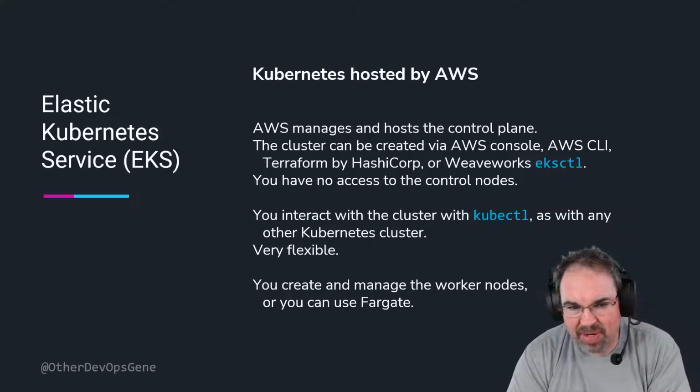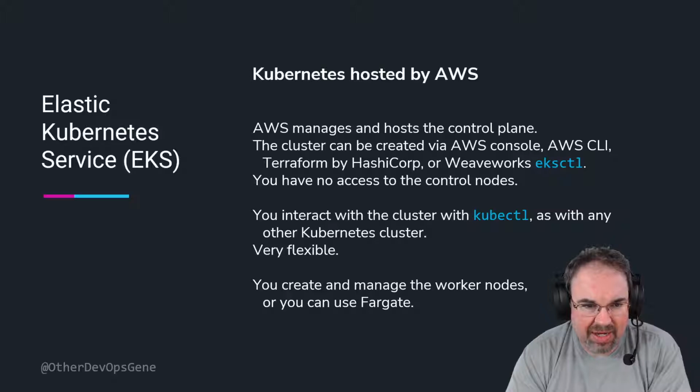You are responsible for standing up and managing the worker nodes. You stand up EC2 instances and assign them to your EKS cluster. You can have them as part of your EKS cluster as what's called managed nodes, so it can do some auto scaling. Or you can use a service called Fargate.